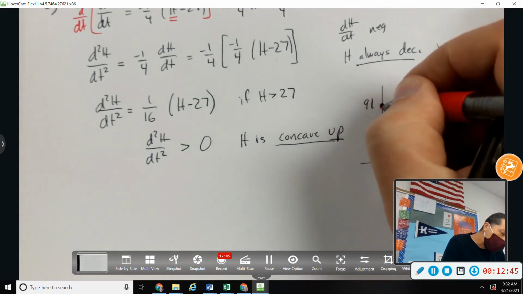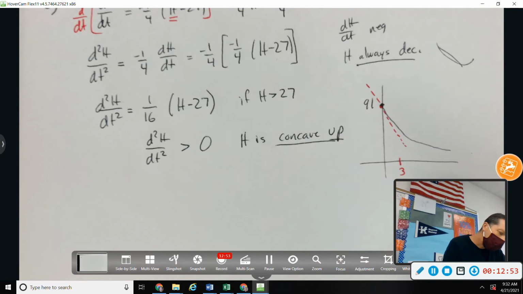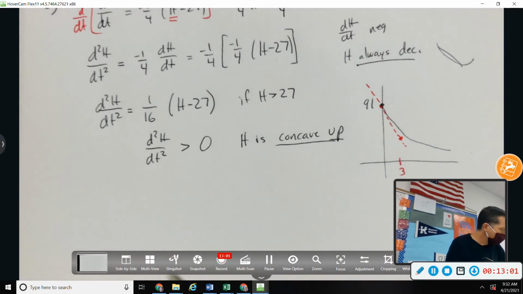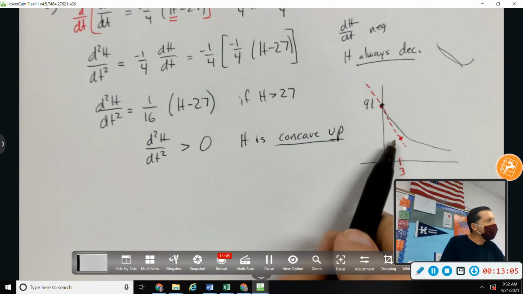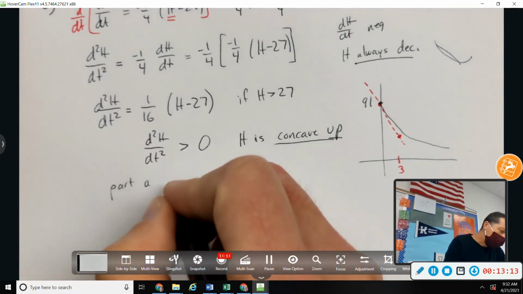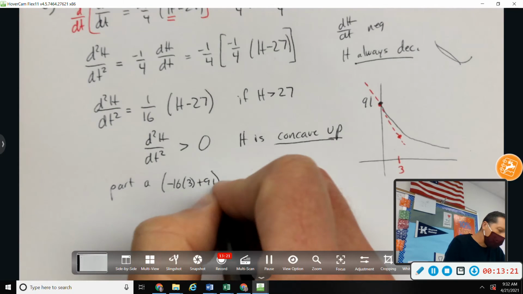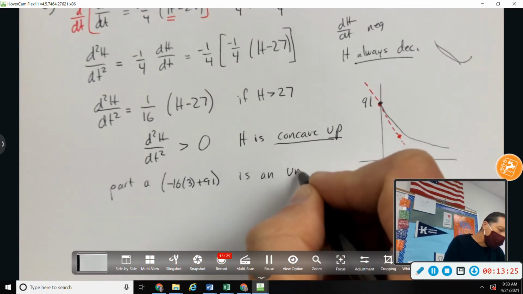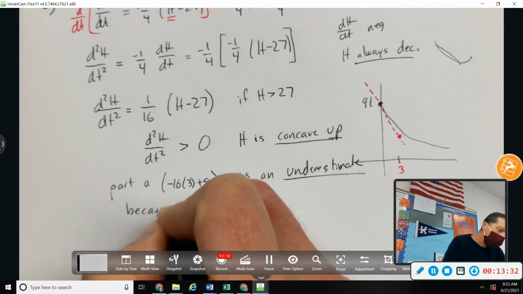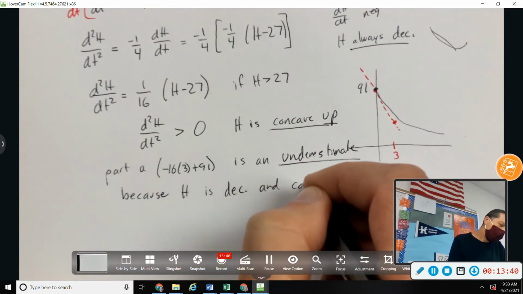So we use the tangent line to guess what was happening at t equals 3. So was our guess an overestimate or an underestimate? Careful, our guess was the red because the tangent line. Your answer in part A. So part A answer, which I guess we should say negative 16 times 3 plus 91, is an underestimate. Because H is decreasing and concave up.